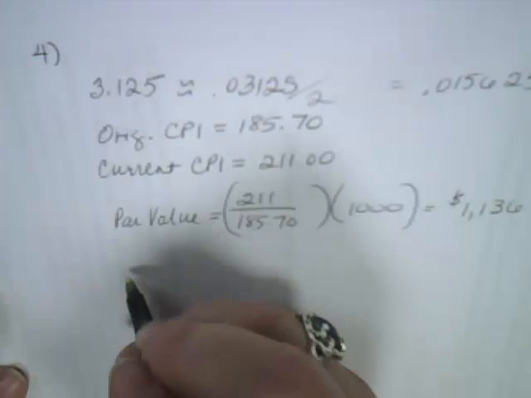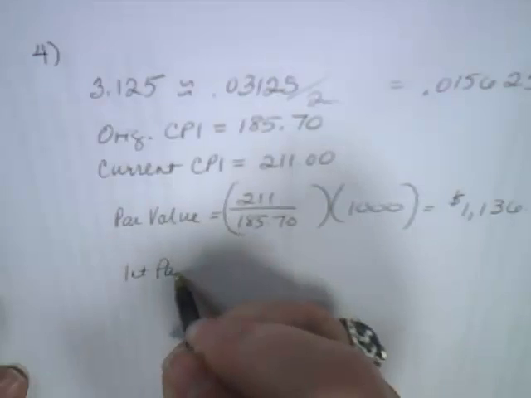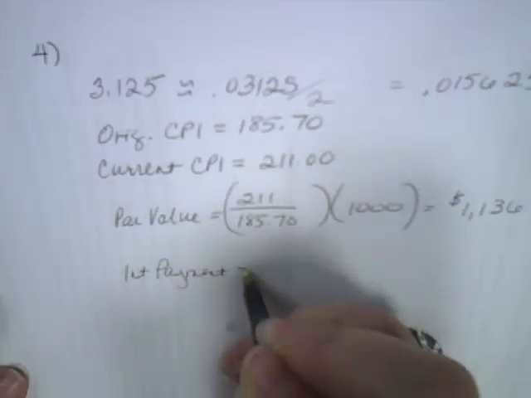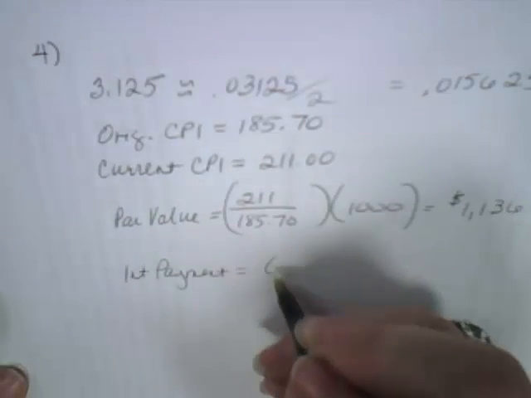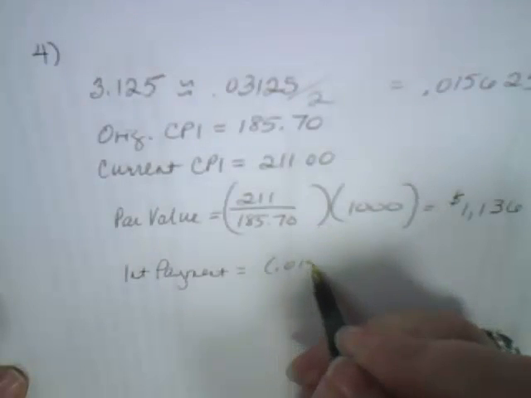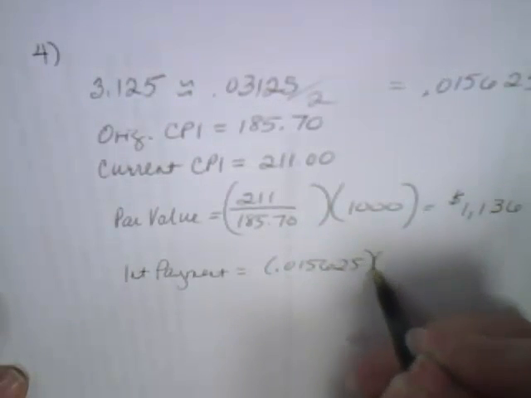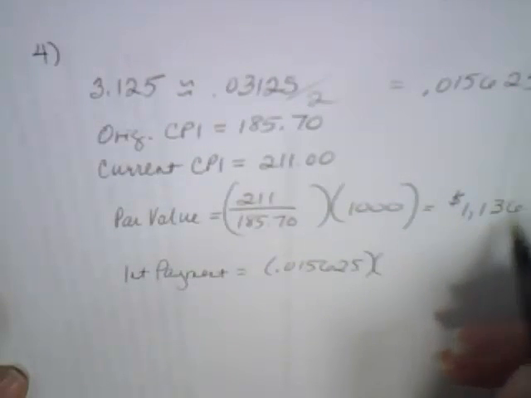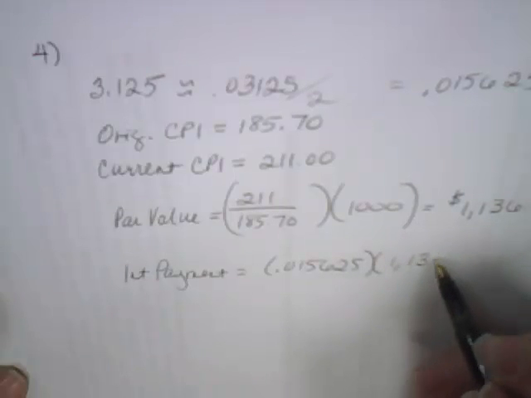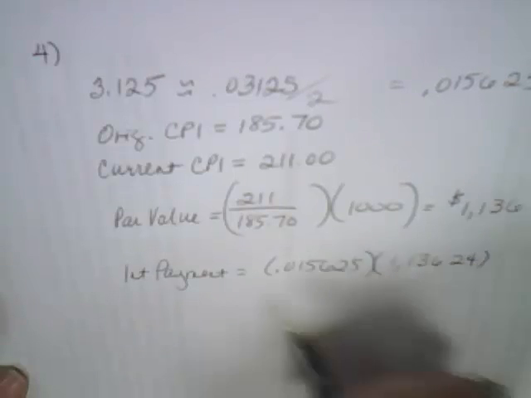So we're going to take that interest rate, and we're going to arrive at that interest payment by taking our 0.015625, multiplying it by the par value, 1136.24.